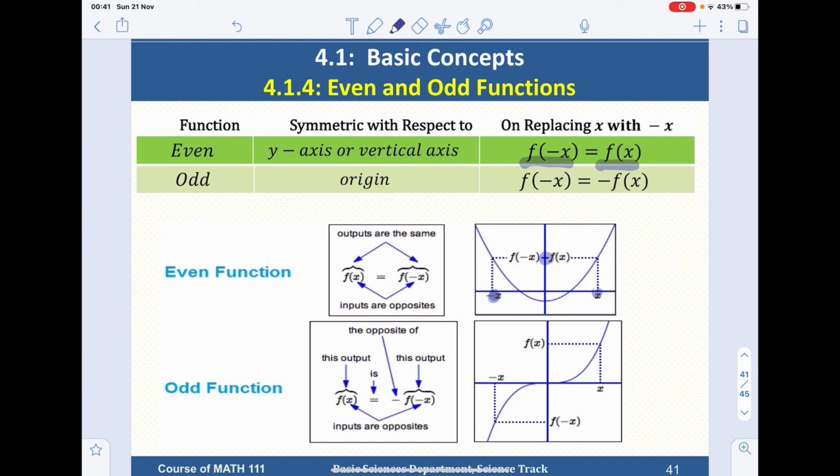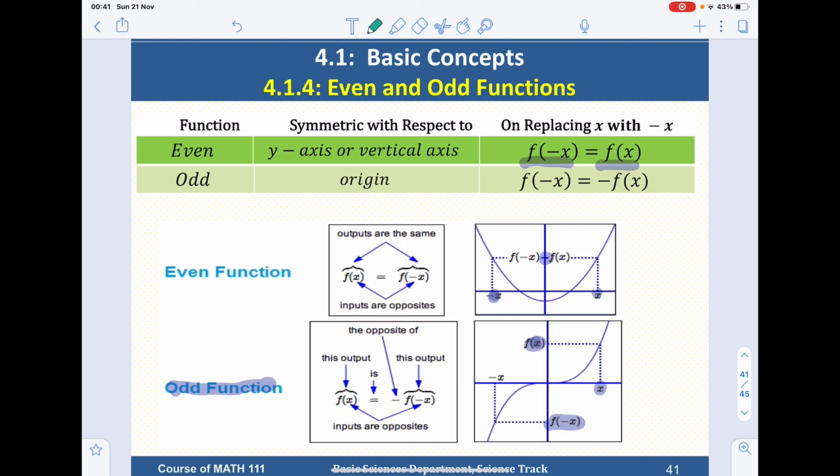While also we can see that this function is symmetric through the y-axis. Okay, symmetric about the y-axis. While for the odd function, we can see that the image of x, which is f of x, equals the image of negative f of x. Here, f of negative x is equal to the image of negative f of x.